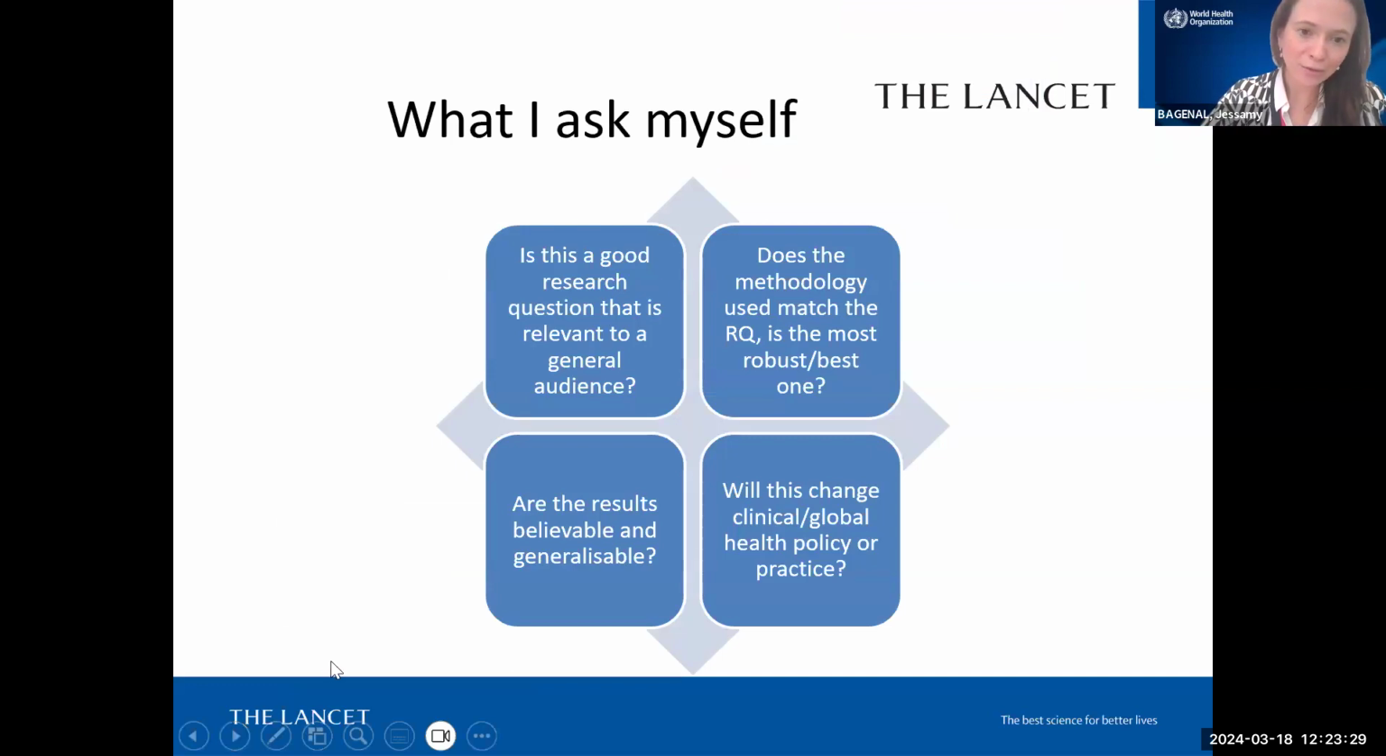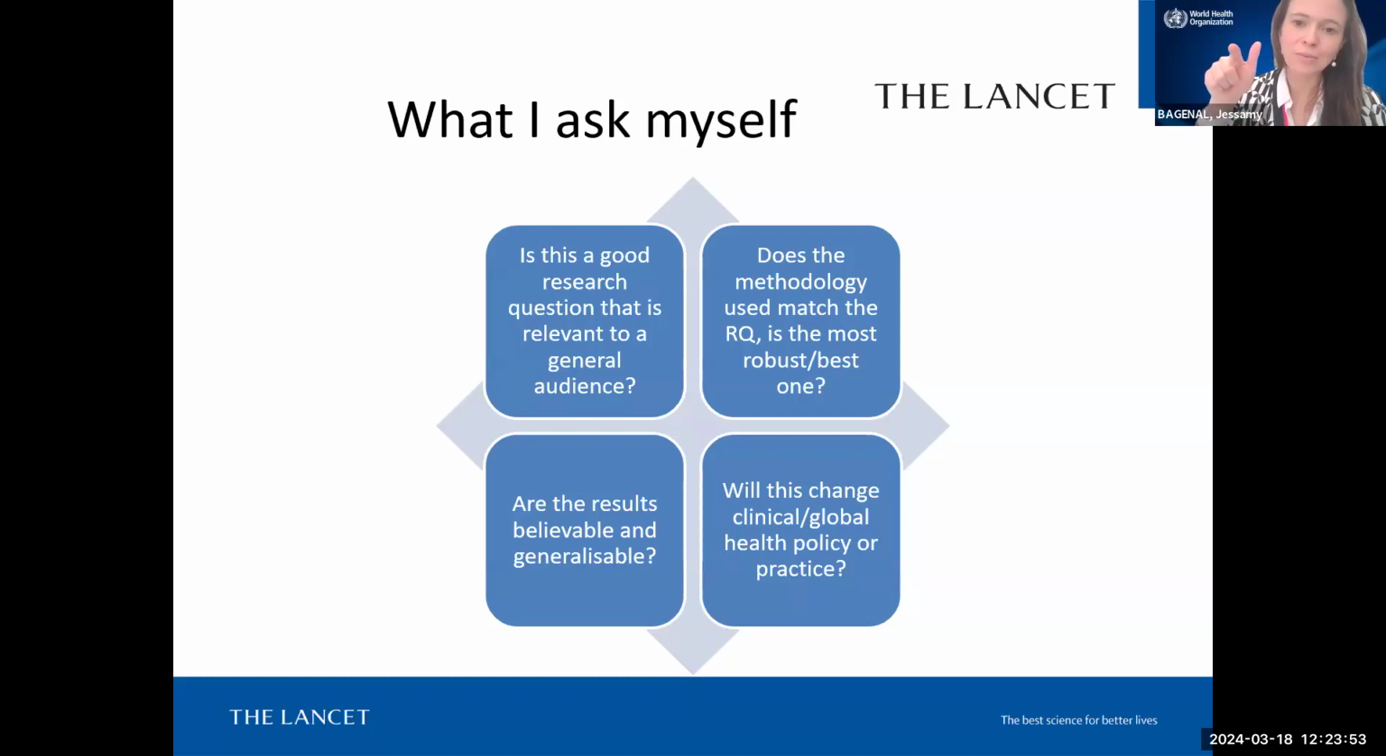I always ask myself 4 questions when I get a paper. Is this a good research question that's suitable to a general medical audience or a general healthcare audience? So it might be something that's interesting, but very, very niche or sort of mid-story. And that's not necessarily something that we would want to consider at the Lancet. That's the first question I always ask myself. Is this a really good research question?